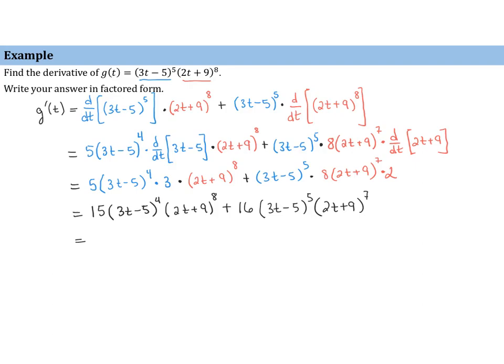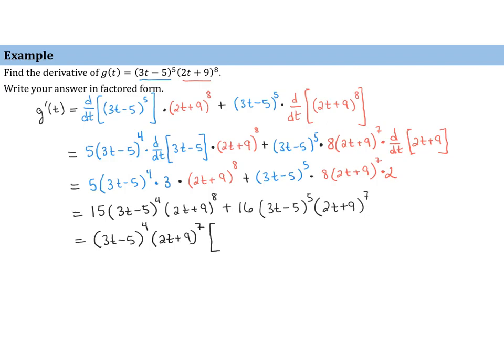Now we will look at finding the GCF of these two quantities. If I look first at the numbers in front, the coefficients, 15 and 16 don't share a GCF. So we can look at 3t minus 5, which is common to both, and factor it out. 3t minus 5, and we will use the lowest power on that, which is 4. Then we also see a 2t plus 9 common to both, and the lowest exponent we see is 7. Now we can look at what is left over.